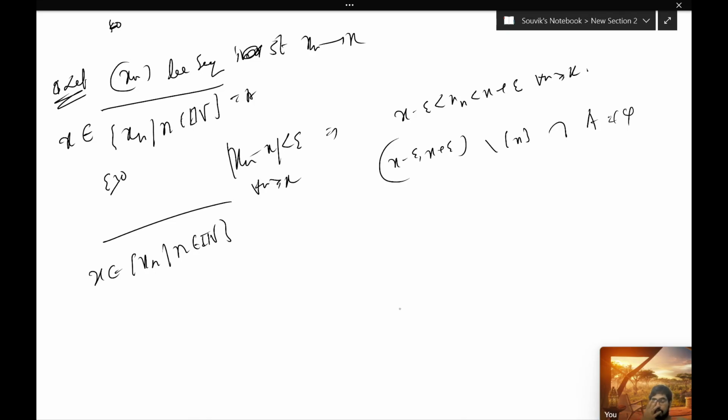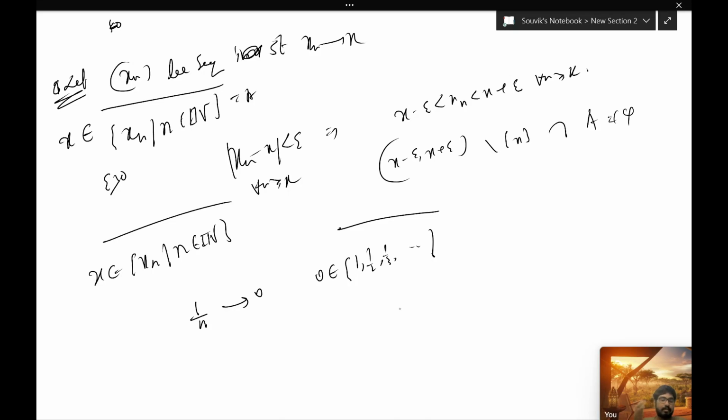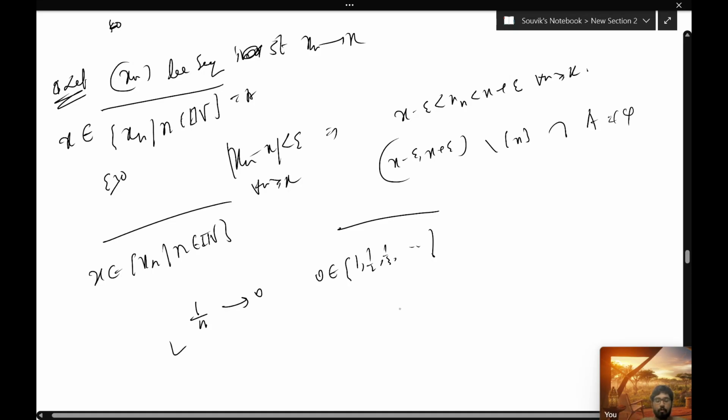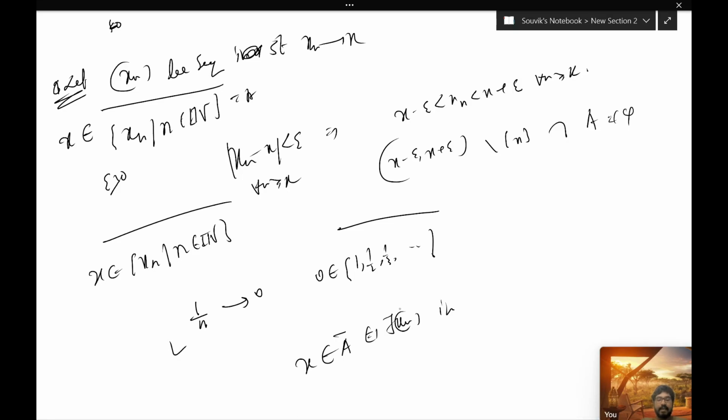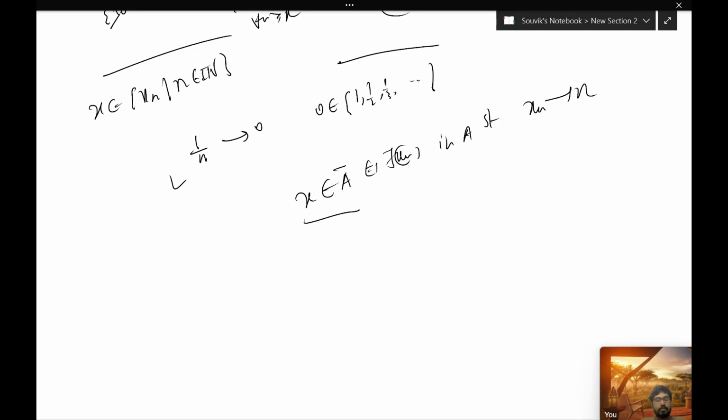So for example, consider the sequence 1/n, which goes to 0. So 0 belongs to the closure of {1, 1/2, 1/3, ...}. We have already proved this earlier in some other way, right? So this is another, sequential approach. The fact is that x belongs to the closure of A if and only if there exists a sequence xn in A such that xn goes to x. We can get it in any book. This has been done in the class actually. It is known as the sequential criterion of closure.